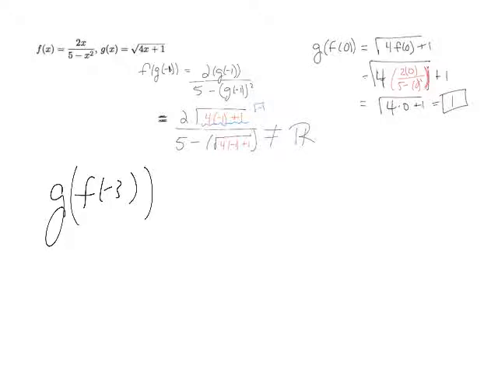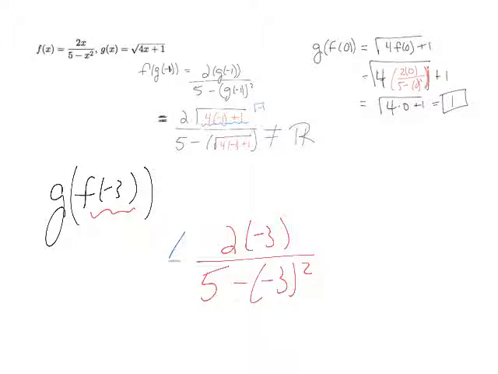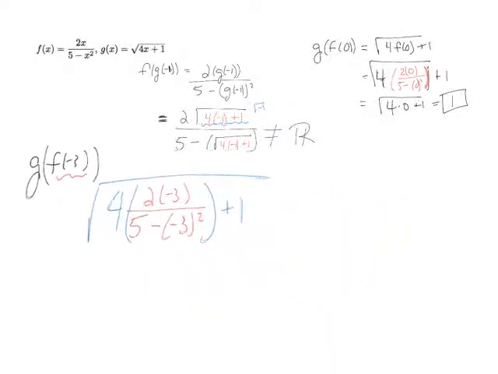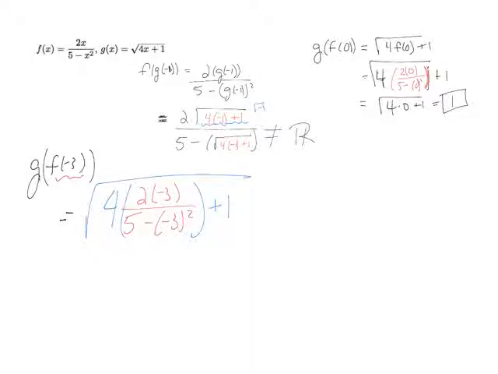Again, I want to do the square root of 4 times f of negative 3 plus 1. I'm going to write it like I did in class. So my f of negative 3 is 2 times negative 3 all over 5 minus negative 3 squared. But I want to take g of that, so that means I have to take 4 times that plus 1, and I'm going to do the square root of it. So that's ultimately what I'm doing, and again, shrinking down so I have a little space.